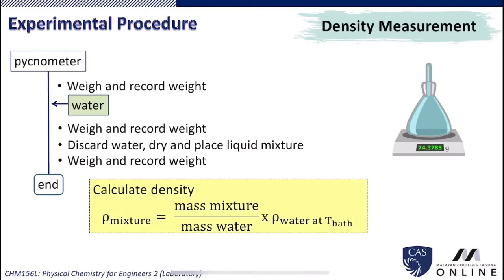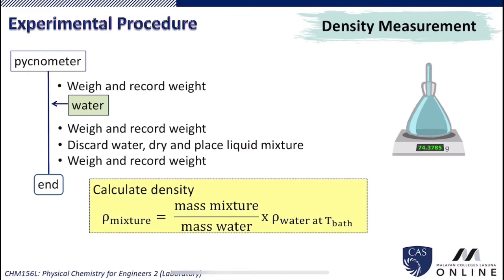Now, how do you calculate the mass of the mixture? Basically, that's the mass of the upper layer plus pycnometer minus the mass of the pycnometer. The mass of water would be the mass of pycnometer plus water minus the mass of the pycnometer. So in this case, the mass of the mixture would change. That could either be your upper layer or the lower layer for the 4 different mixtures.